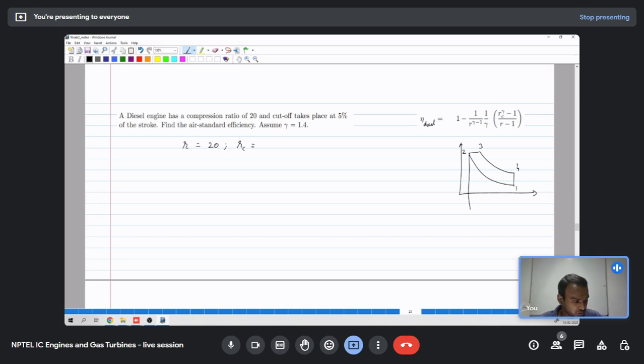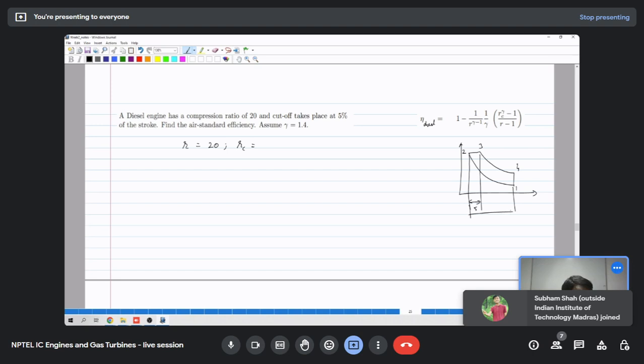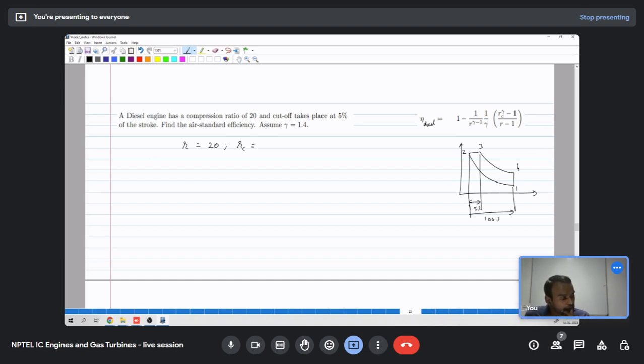So 5% of the stroke represents, this is 5% when compared to the total stroke. So we need to find the ratio between V3 and V2. V3 minus V2 is equal to 5%, 5 by 100 of V1 minus V2.